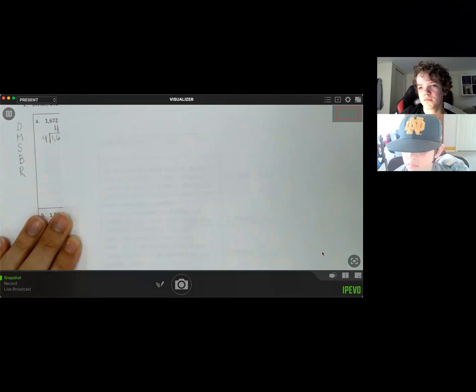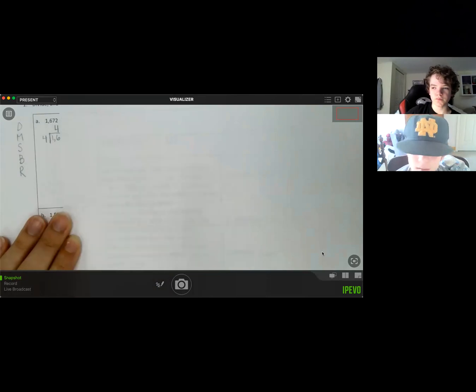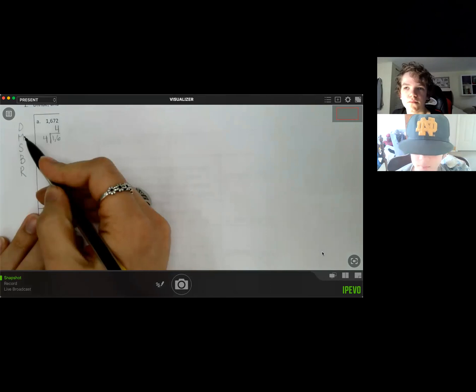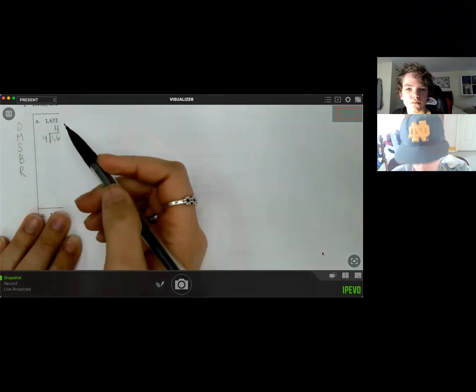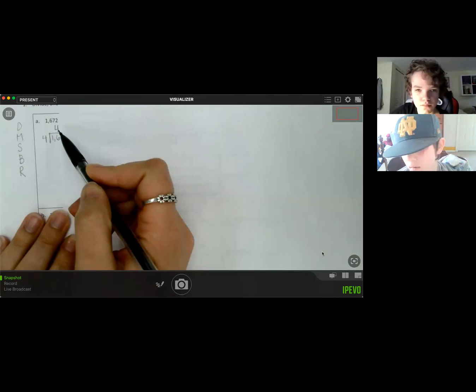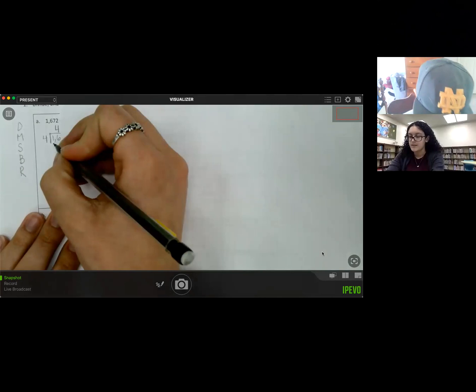Right, and then Chase, what's my next step after I divided? Subtract. When I divided, oh, what's my multiply? What am I going to multiply? 4 times 4. 4 times 4. That equals 16.